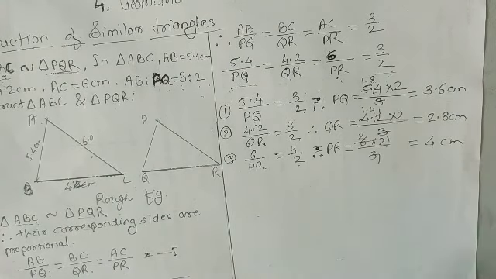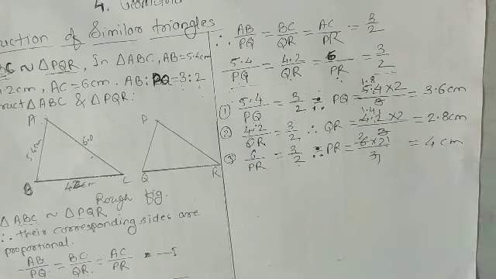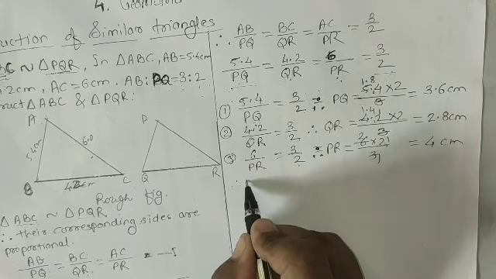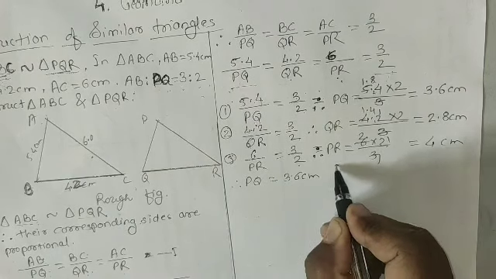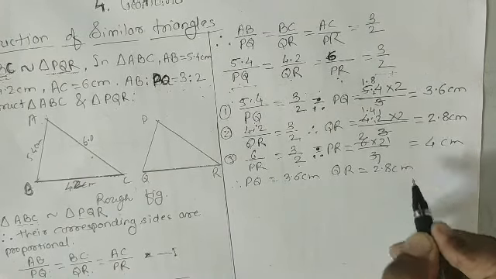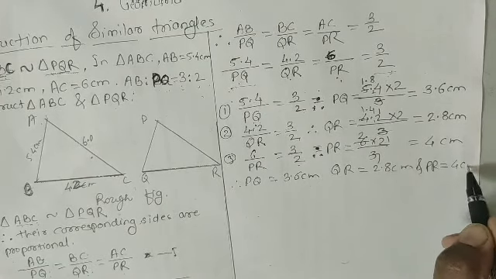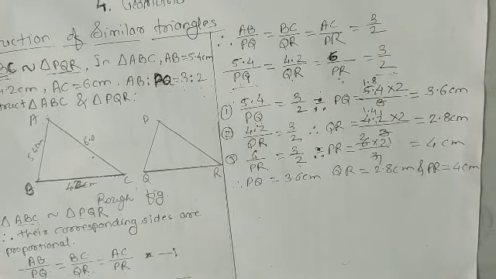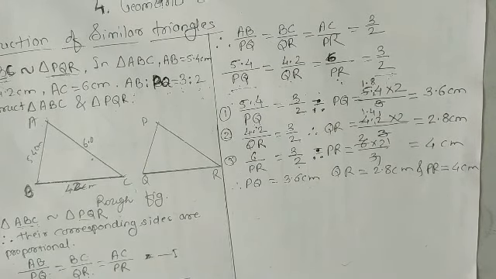Okay, now we have found the measures of PQ, QR and PR. So we will write here, therefore PQ is equal to 3.6 centimeter, QR is equal to 2.8 centimeter, and PR is equal to 4 centimeter. Now we have to do the construction of the triangles of the given measures.